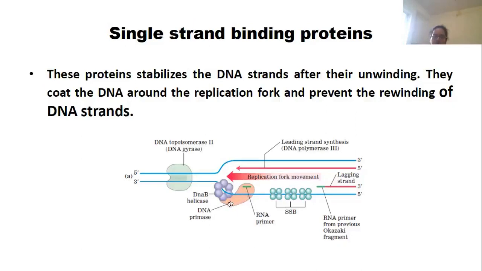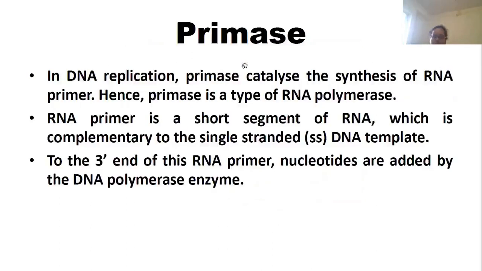For each of the leading and lagging strand, primer is required, and because on the lagging strand each Okazaki fragment will require the primer, there are primers for each of the Okazaki fragments. Now here you can see the DNA helicase enzyme is situated here, and it is separating the two strands of the DNA. Another enzyme you can see here is DNA primase, on which the RNA primer would be synthesized.